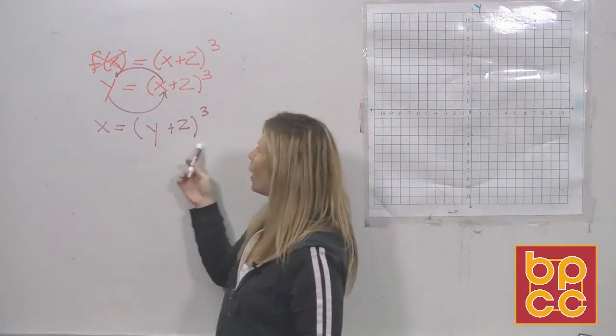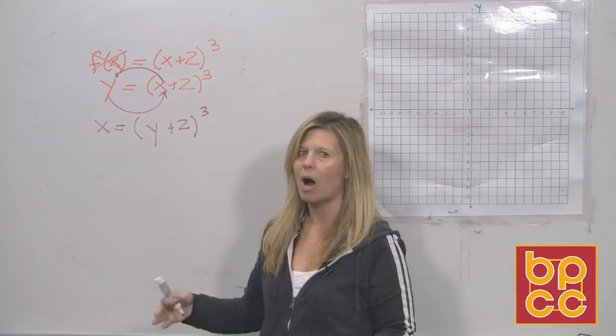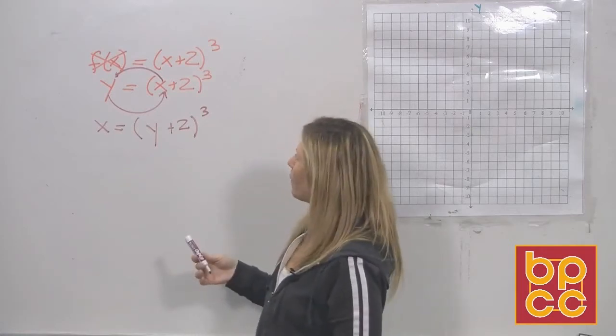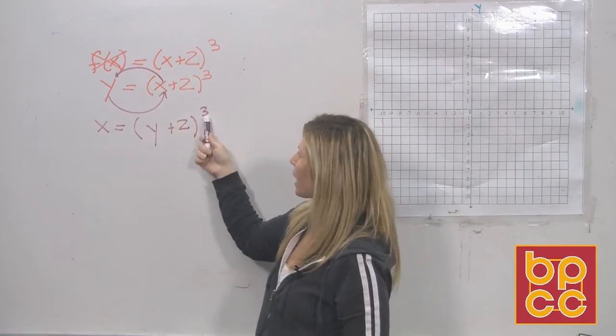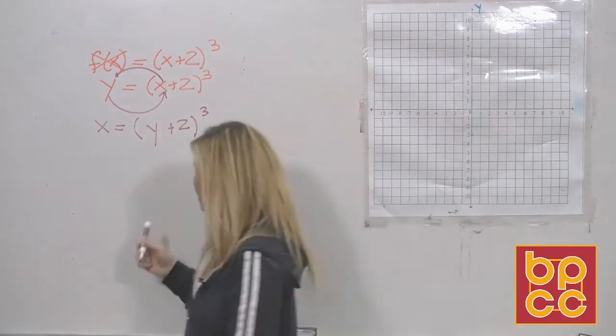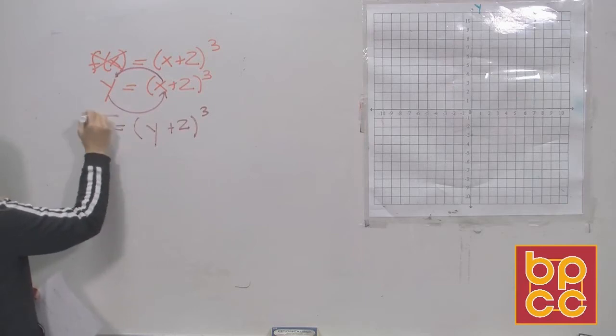I can't leave my equation like this because they want every equation to have y by itself. So now you got to get y by itself. Well, you can't move the 2 because it's stuck in parentheses. We got a cube. How do we get rid of a cube? That's right. We do the opposite. We do the cube root.